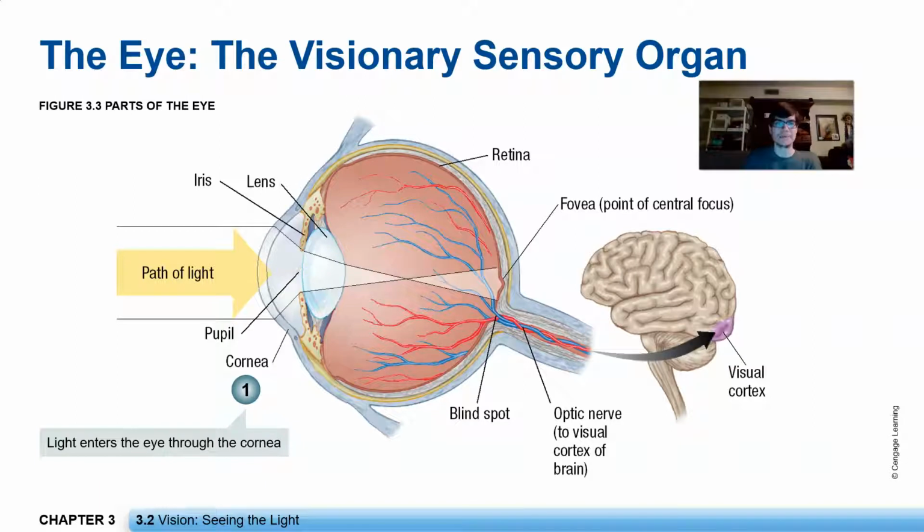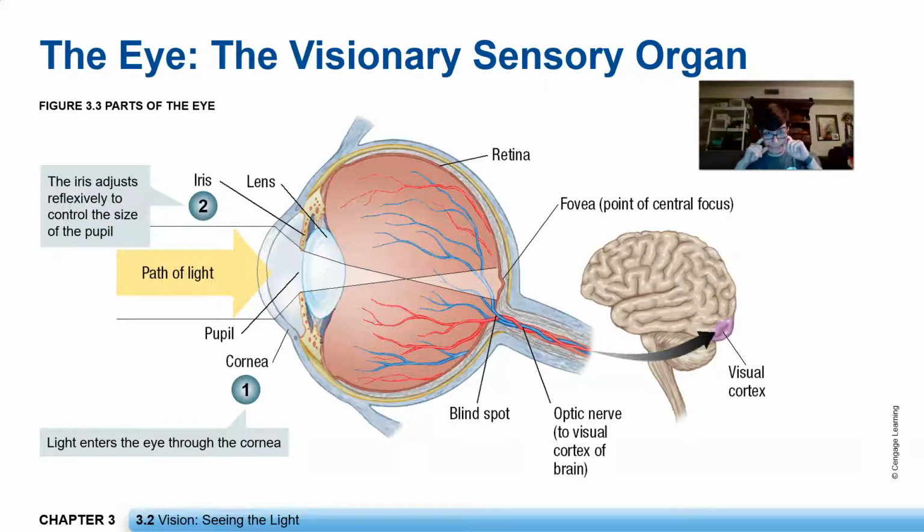And then what happens is you have your iris, which adjusts reflexively to control the size of the pupil. And so the iris is kind of that colored part of your eye. So your iris can be different colors. A lot of that has to do with genetics and kind of where you grew up historically. And so all that the iris does is it adjusts.